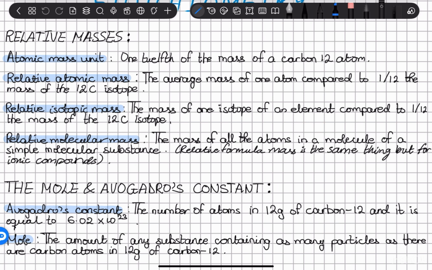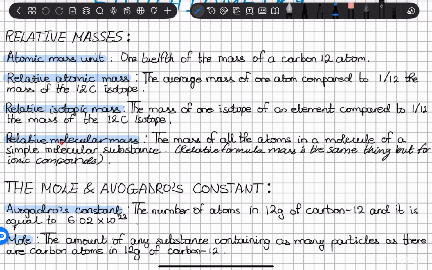So for example, if carbon 12 has a mass of 12, then 1/12th of that mass is 1. That's the average mass of one atom, which is 1. That's basically what relative atomic mass is trying to say. You compare all other atoms to the standard, which is carbon 12. And that's where you get all the other definitions from.